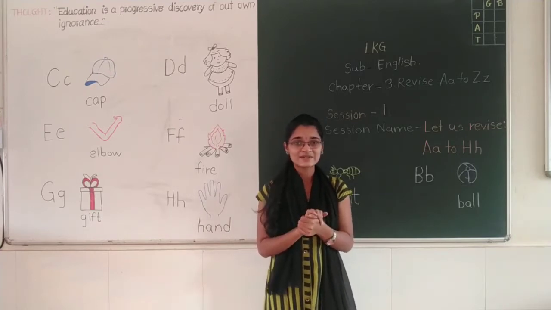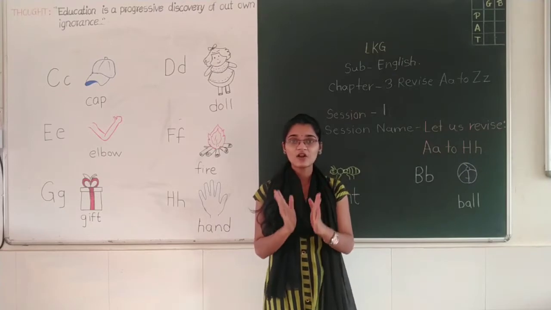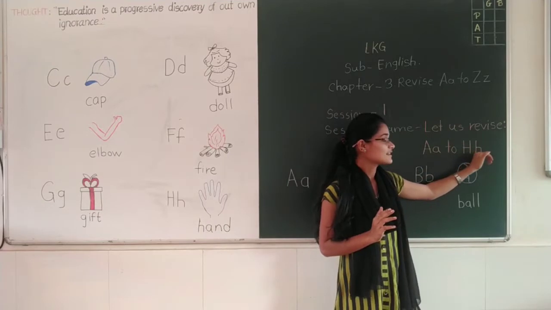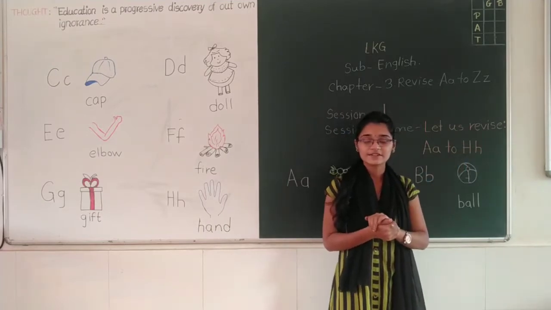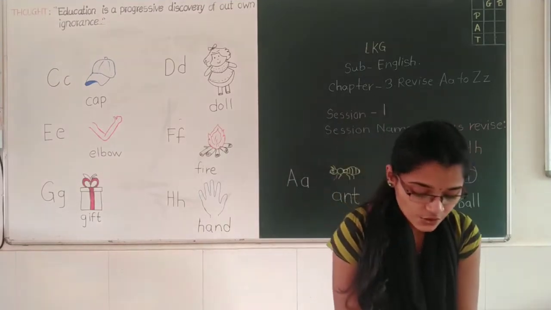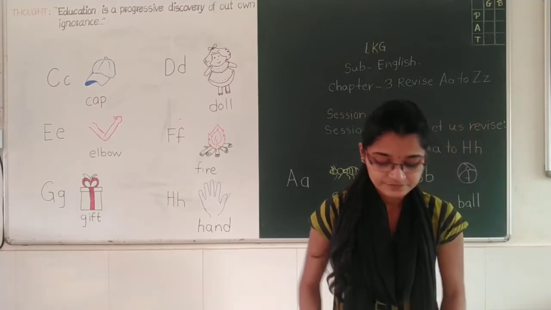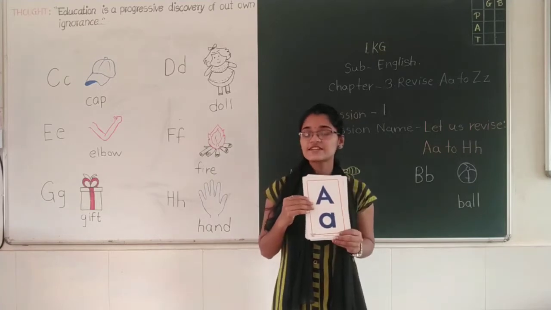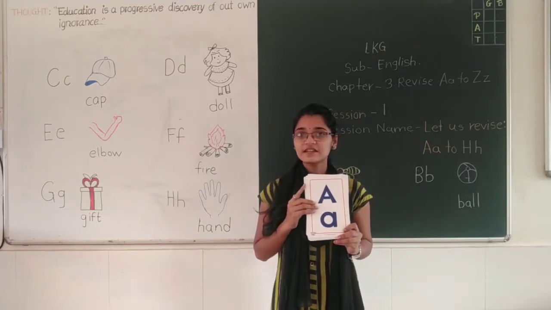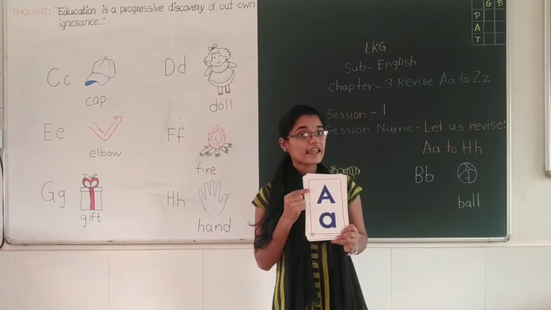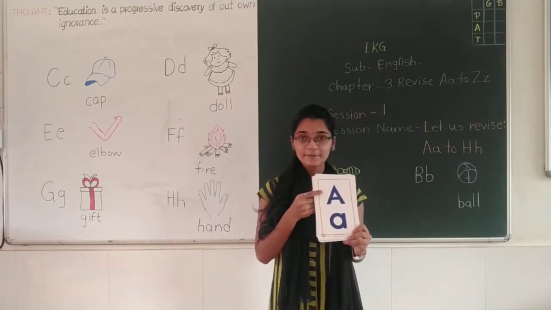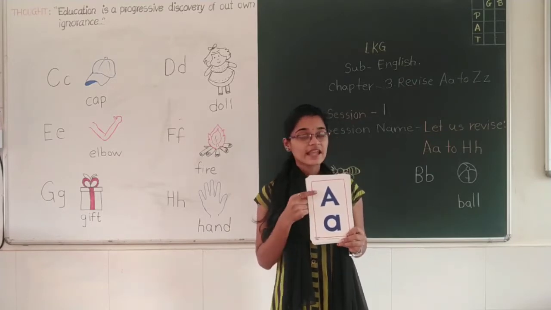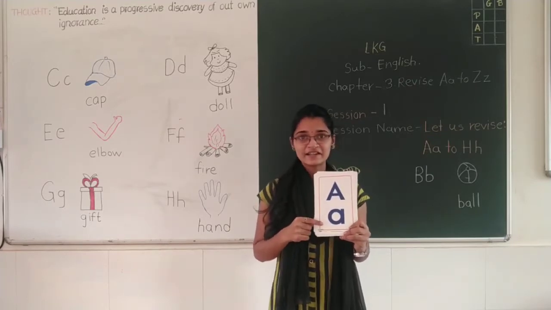Okay, so let's start. Now student, you have already learned letters capital A small a to capital H small h. Right? Now I am going to show you some flashcards here. Look at here. Do you know which letter is this? Tell me. This is letter A, right? This is capital A and this is small a. Capital A, small a. Right?